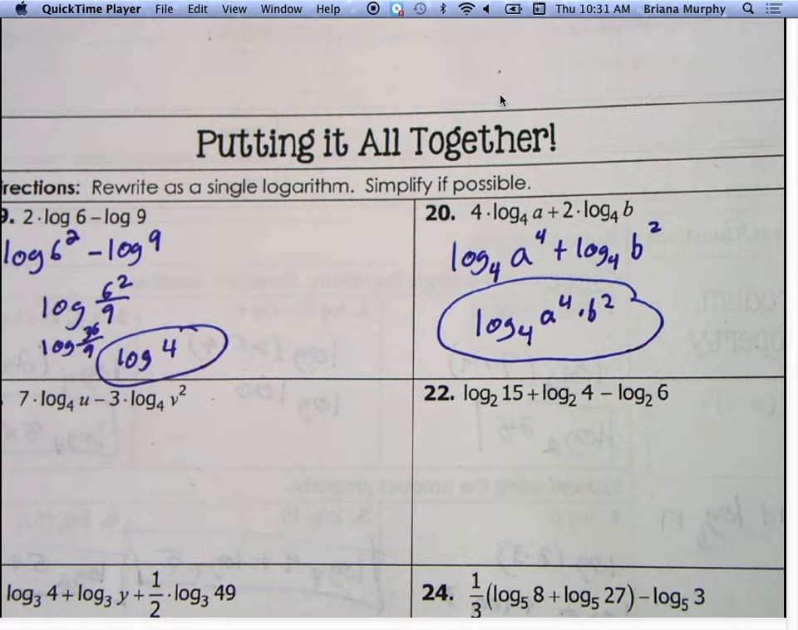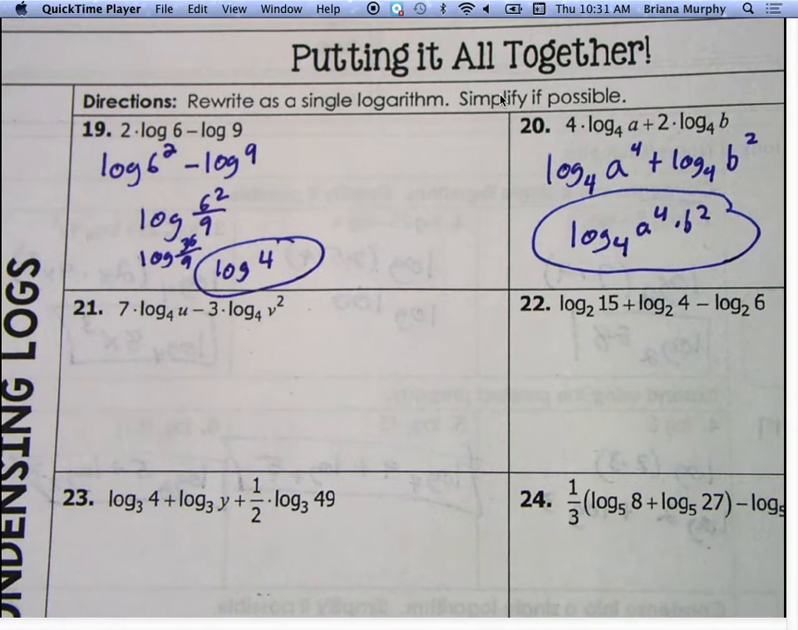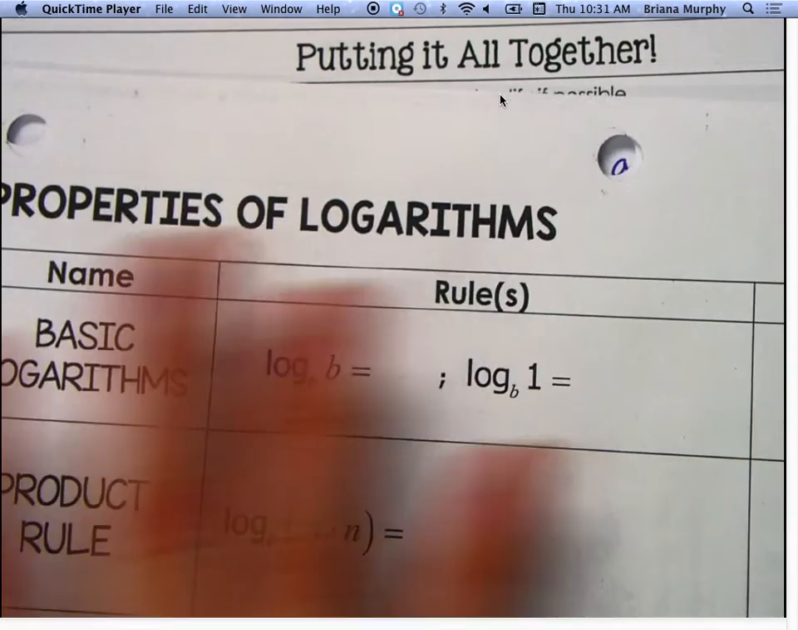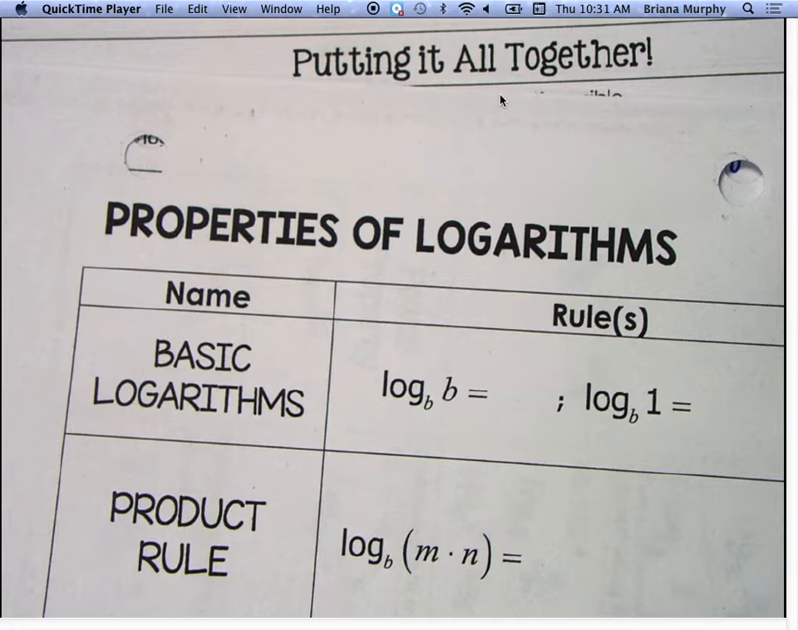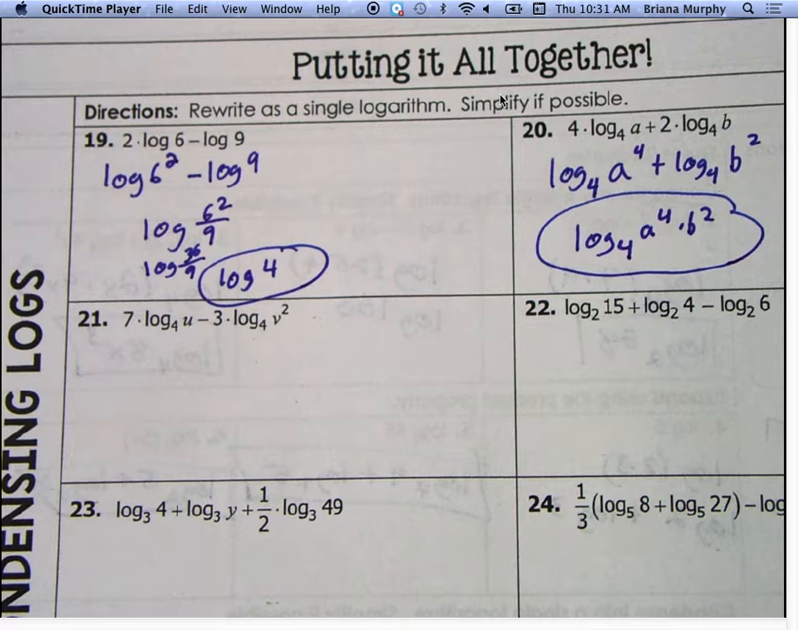Okay. So we're going to look at 21. Am I going too fast? All right, Maya, so maybe we should do it together then. Okay. So I want you to think about it. And this is where having this piece right here, your properties of logs graphic organizer, might help you because you could leave it next to you while you're doing this. So we're looking at 7 log base 4 of u minus 3 log base 4 b squared.